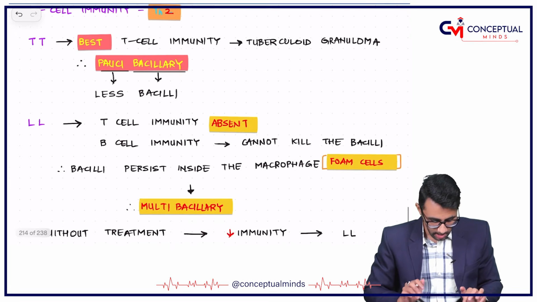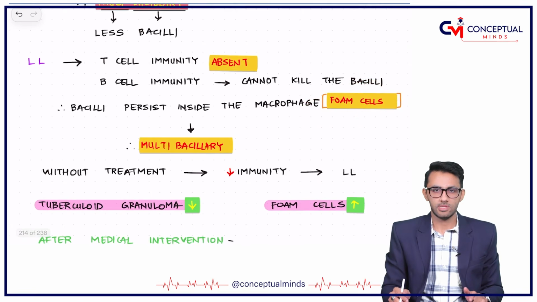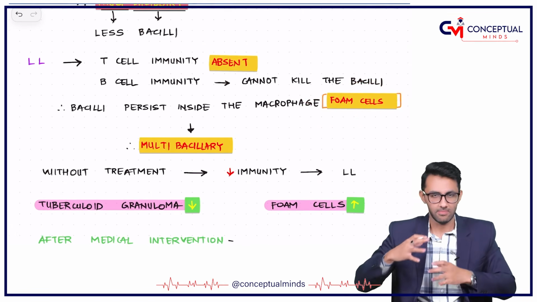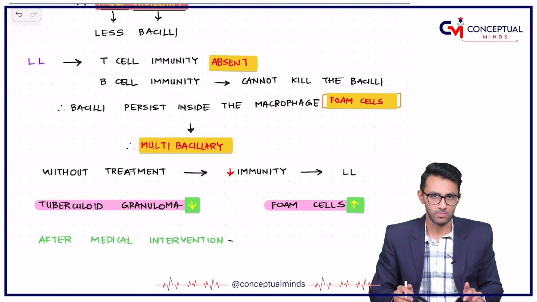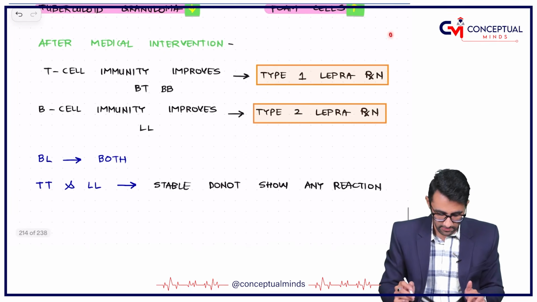Okay, simple. How about we read something called foam cells. Yes, foam cells. What was it? Macrophages are stimulated, eating, not able to eat, they're swollen up. We found something called foam cells in it. This is the multibacillary one. We just did it.